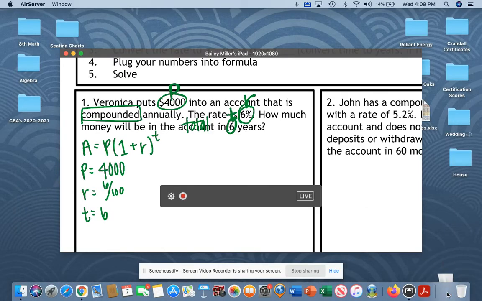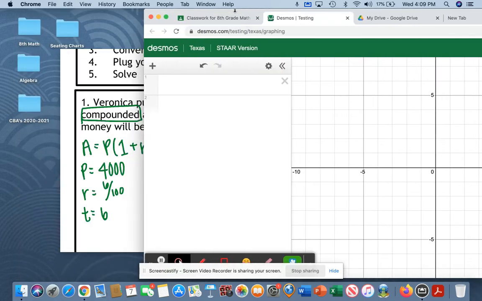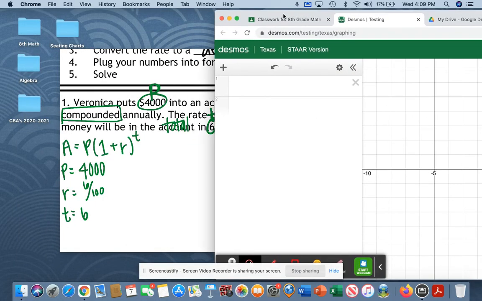Decimals. Okay, so there we go. First, I'm going to plug in my formula. A equals P times 1 plus R, all to the T power. I'm probably going to change that A to a T, but whatever you use, it doesn't matter. Just know it means total amount in the account.